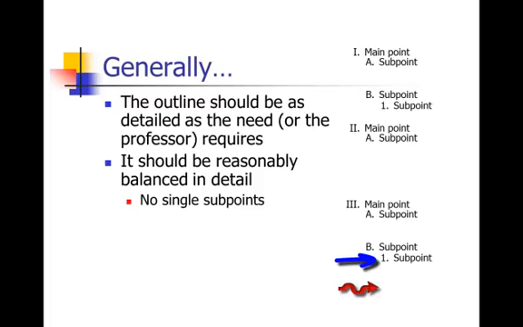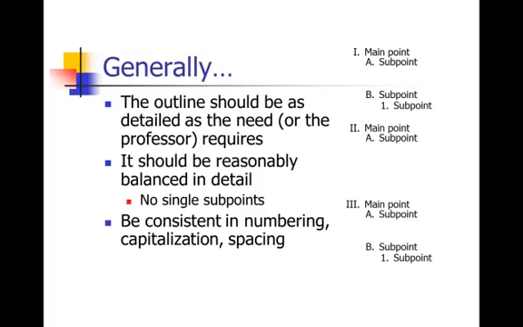Now there can be a C, D, or E, and there can be a 3, 4, and 5, but if you're going to have a subpoint, then you need to subdivide. You're going to have at least 2. Technically, you can use a single subpoint, but that would be if you're using an isolated example to support. To make it easy for yourself and easy for whoever may be grading it, like a professor, try to avoid single subpoints. Be consistent in numbering, in capitalization, and in spacing.